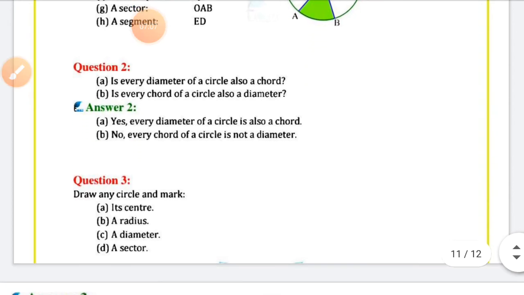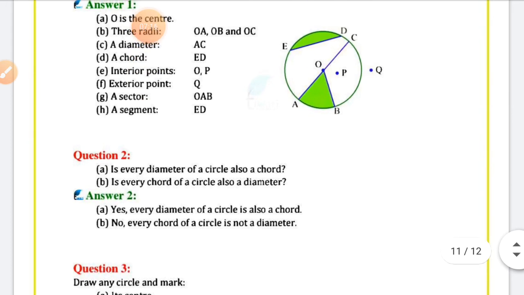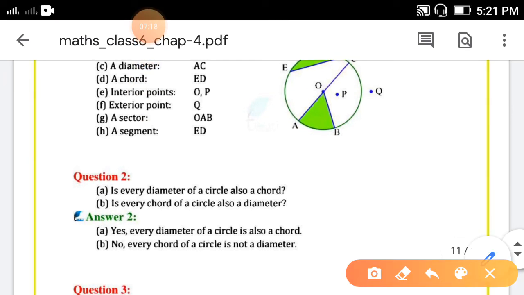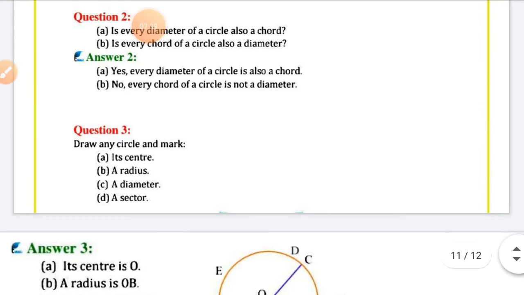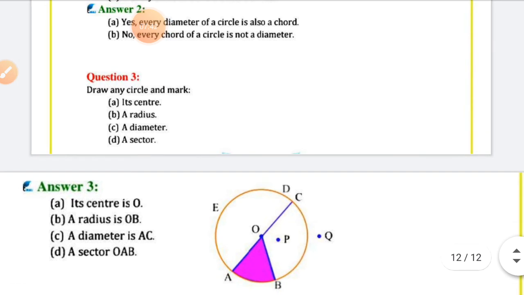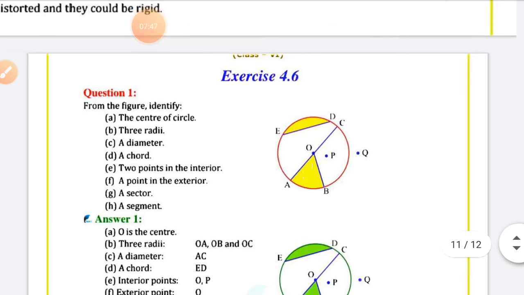Question number 2, is every diameter of a circle also a chord? So yes, it can pass through the center also, it is not compulsory that a chord should pass through the center point only. Second one, is every chord of a circle also a diameter? No. Then question number 3, you have to draw a circle and name the center, radius, diameter and sector. So that is as per the first question.